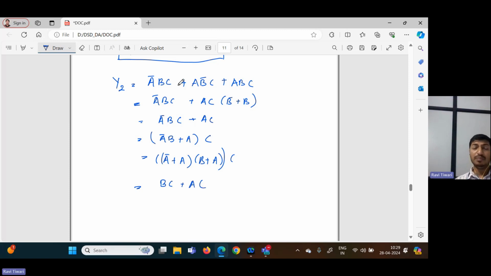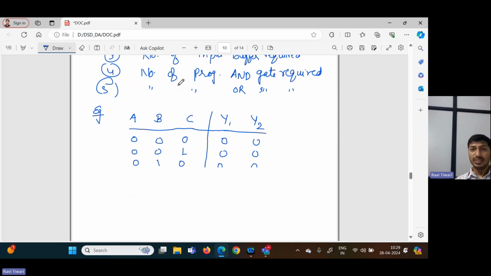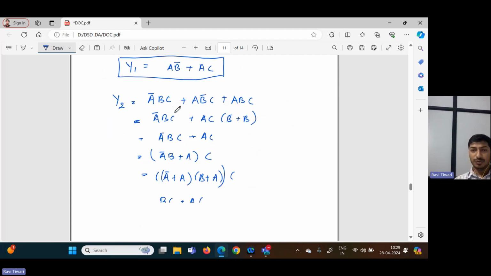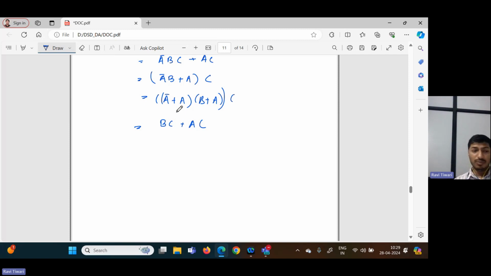So now we are ready with the minimal expression, and that was our second step. In the second step, we were finding the minimal SOP form for its outputs Y1 and Y2. In the third step, we have to find out the number of input buffers required. Before that, we should know the meaning of a buffer.